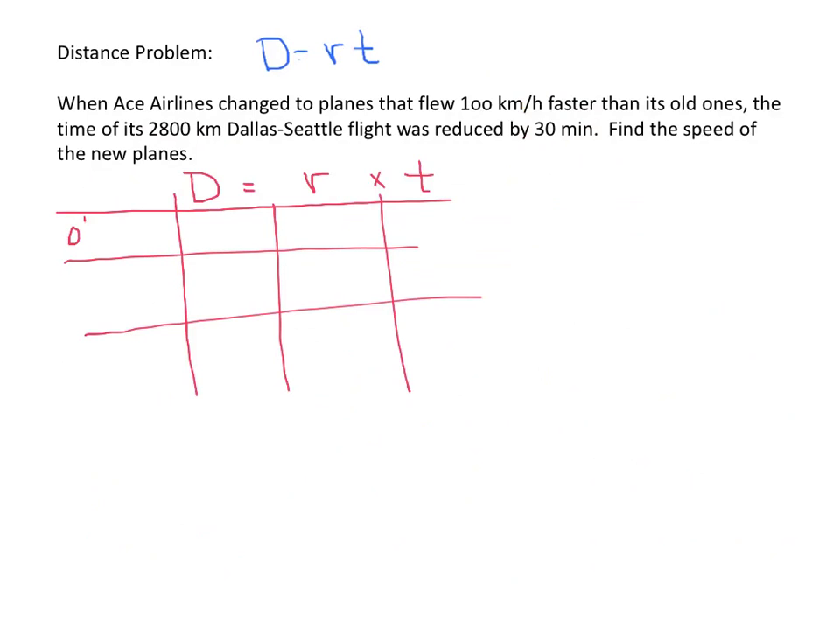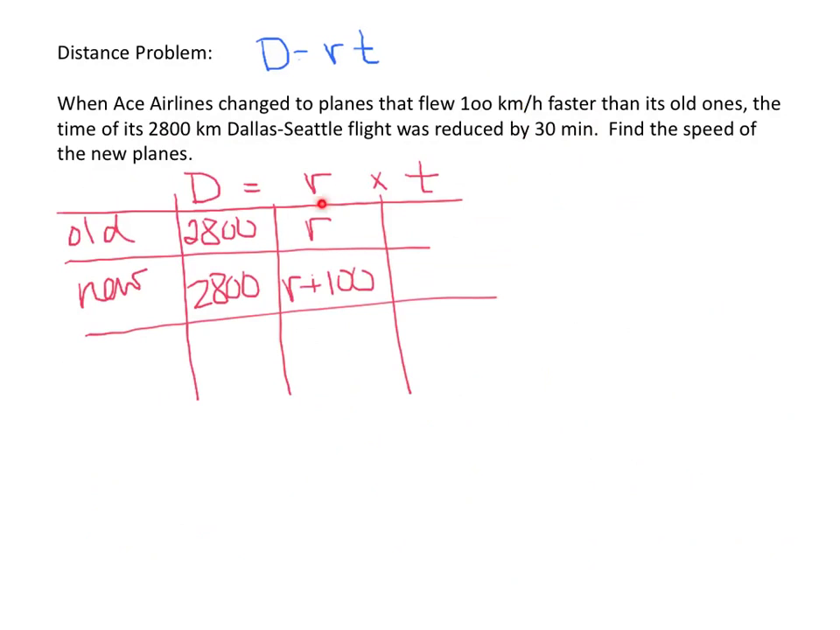So I've got old planes and new planes. My distance is 2,800. My rate is something, and my new rate is that plus 100. My time, remember, we write time in terms of the other two variables. So that's 2,800 over r, and 2,800 over r plus 100. My new time is half an hour faster. So what I want to do is say, if I take the old time minus the new time, my answer will be 1/2.